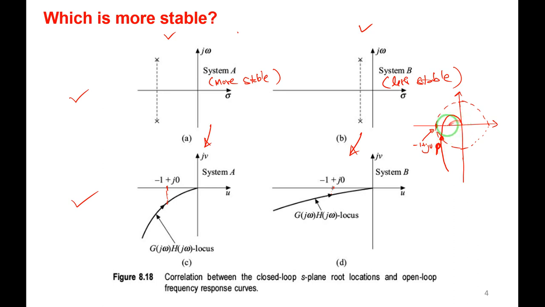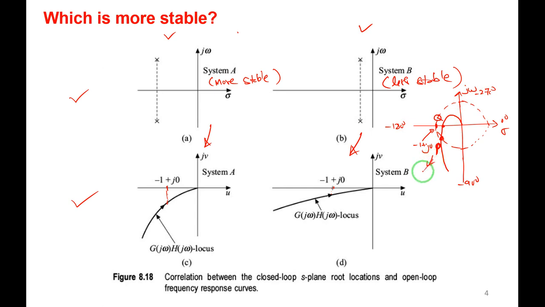And the polar plot is intersecting the negative real axis at Q. This we have seen, right? Yes, if you remember, sigma j omega: this is 0 degree, -90, -180, -270. Whenever the polar plot intersects the unit circle, this will give me point P.